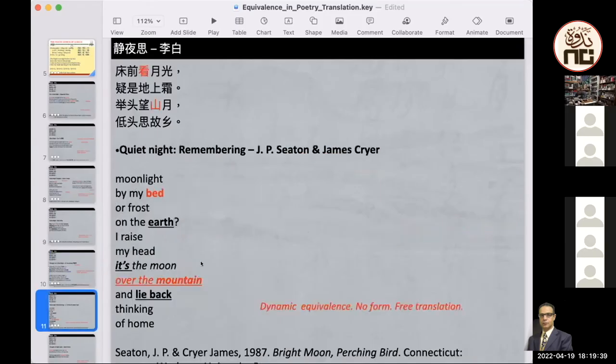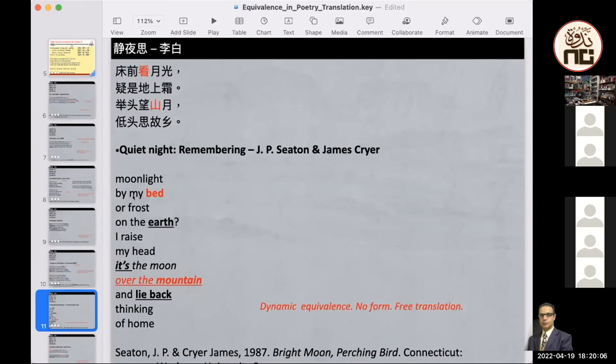And we have another one here by Seaton, J.P. and Creyer James. And this one is a very free translation. Look at the poem. It's really free verse. And he's again using the old version, or the second version, Chuang Qian Ming Yue Guang, instead of Ming Yue Guang, and Wang Ming Yue, Ju Tou Wang Shan Yue.